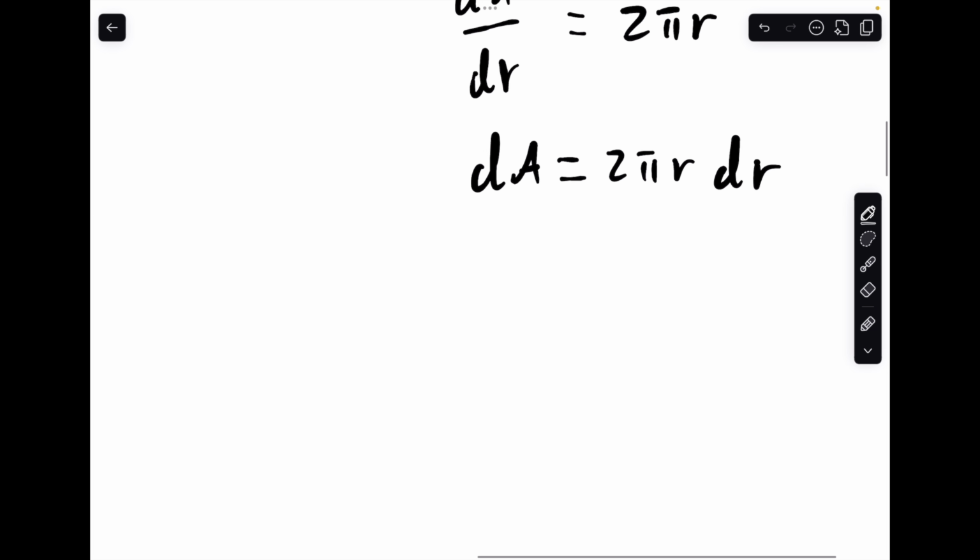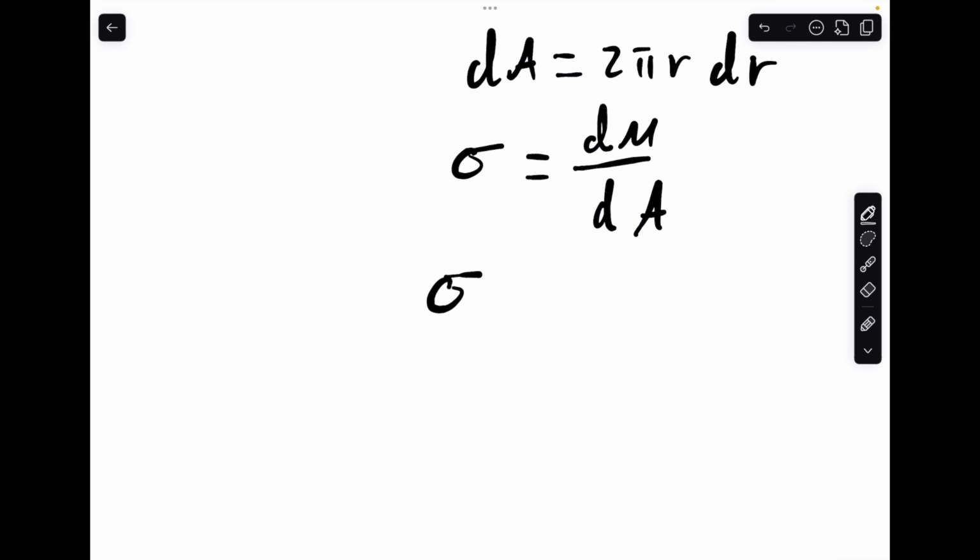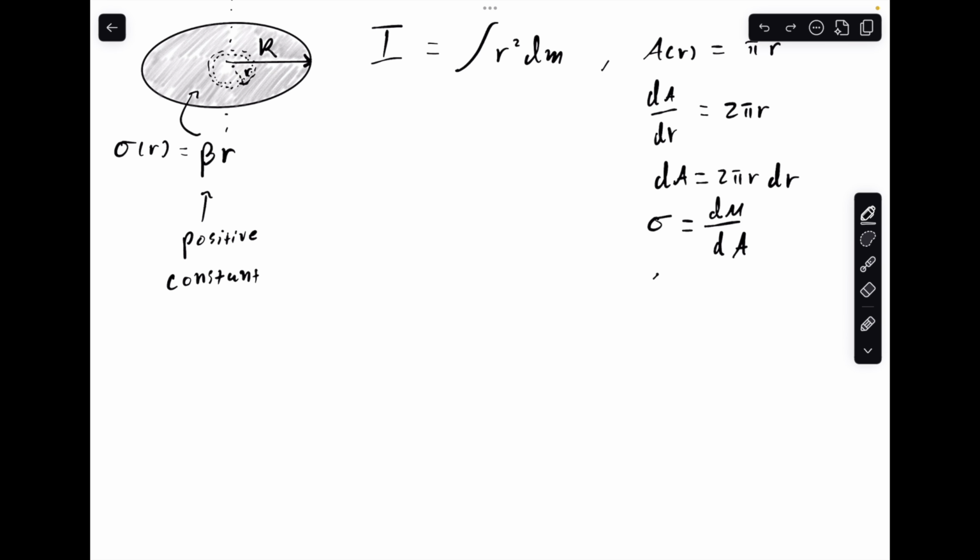Why am I interested in dA? The reason is because sigma, which is surface mass density, by definition is equal to dm over dA. Since I know sigma and it's a function of r, if I multiply sigma by dA, that should give me dm. And now I have known quantities that I can sub into the integral.